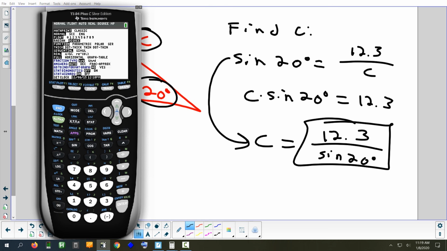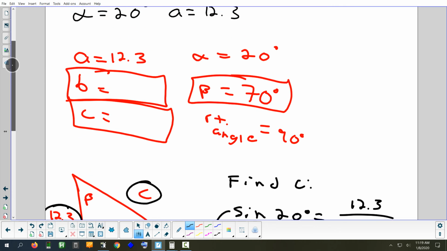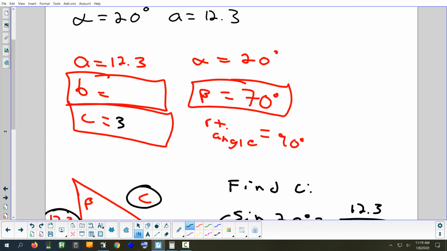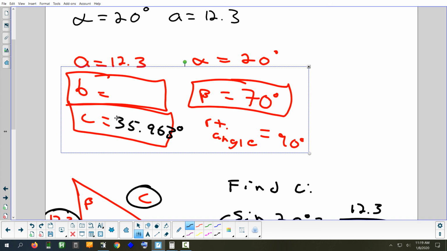Let's turn the calculator on. 12.3 divided by sine 20. Okay, so we get 35.963. It's kind of a big side, but it's across from the biggest angle, and we started out with a side of 12.